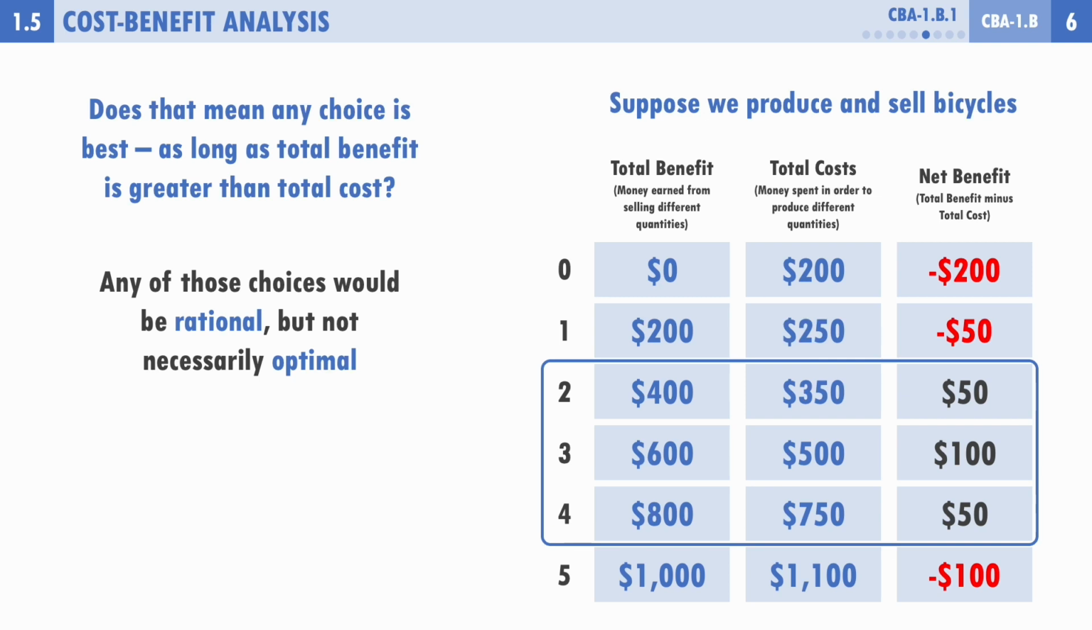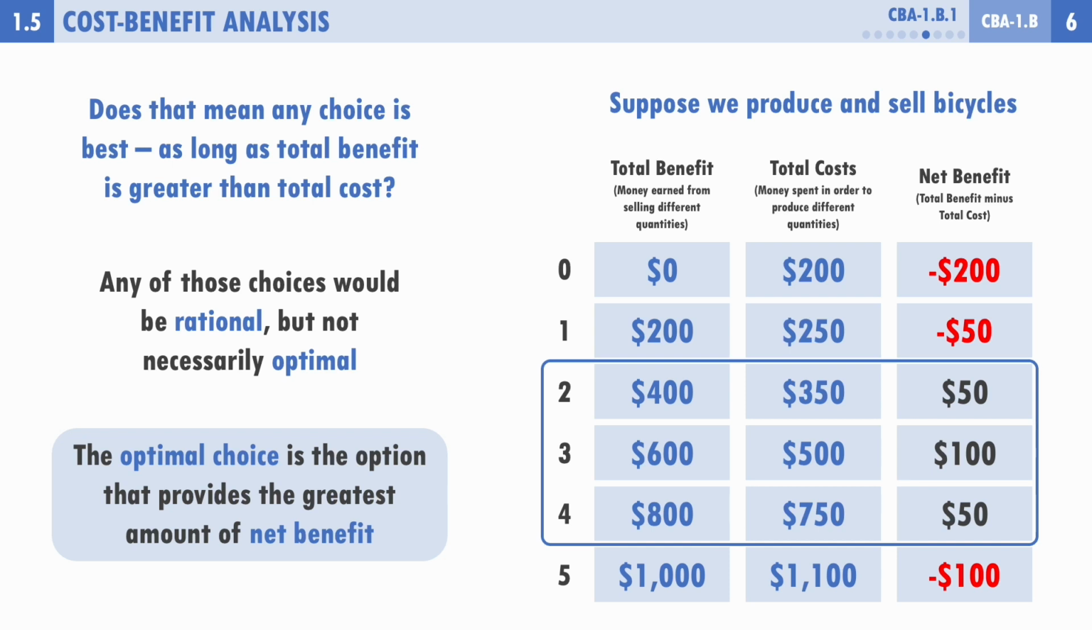We have to make our decision about, okay, well, how many bikes are we going to produce? We're going to produce 2, 3, or 4. All of them have positive outcomes, but which one is optimal? And so what we find out is that the optimal choice is the option that provides us with the greatest amount of net benefit.